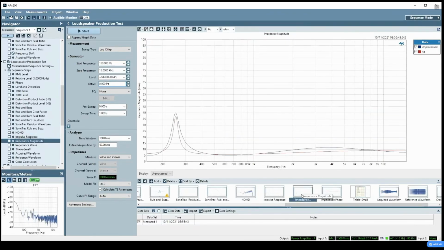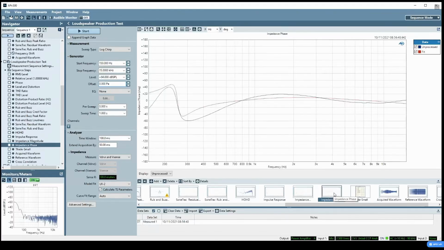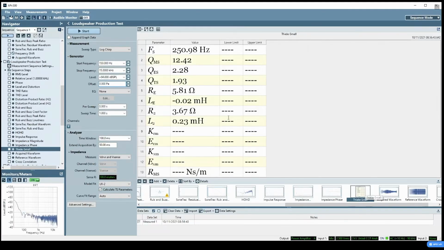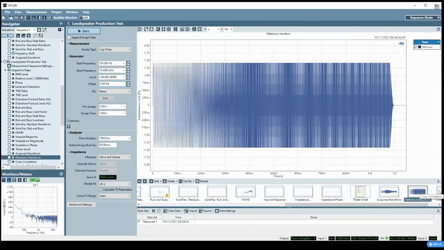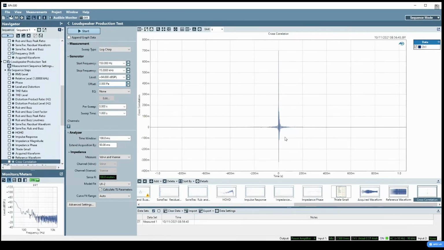But we also get our impedance response, impedance phase, and we get our Thiele-Small parameters. So we know that the resonant frequency of this speaker is around 250 Hertz. And even though it's a nominal 8 ohm speaker, we're measuring 5.81 ohms. We have our acquired waveform, our reference waveform, and the cross correlation of those.